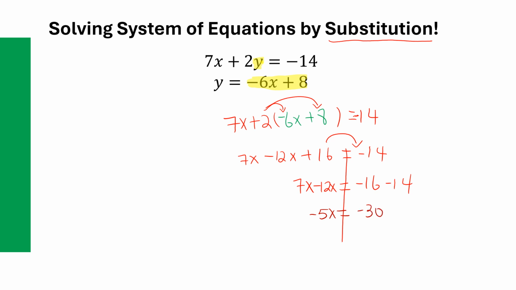Our last step is to divide both sides by negative 5. So x equals 6. And now we know what x is.